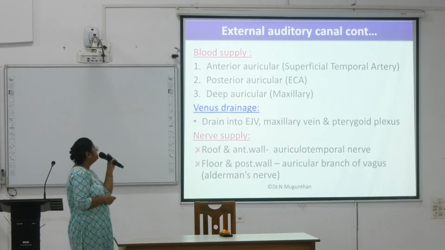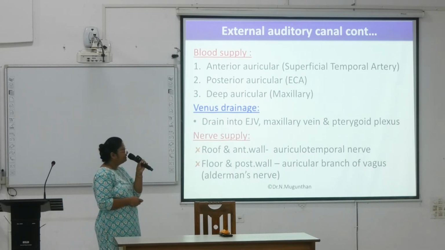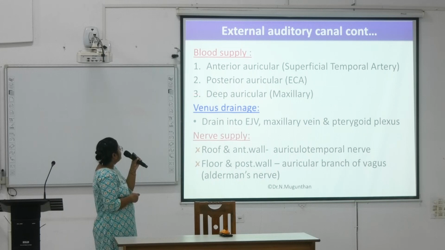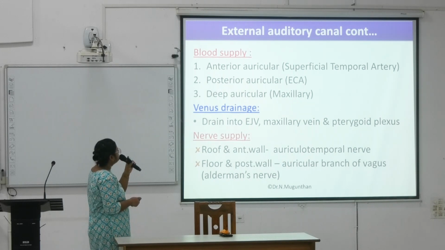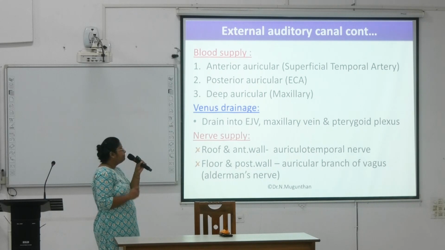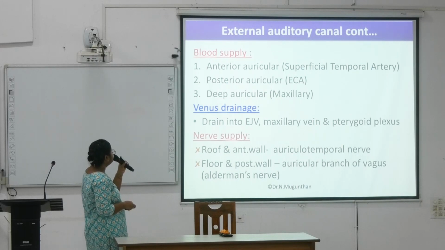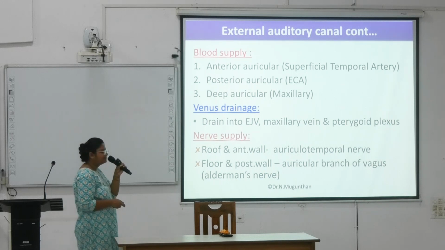Now we go to the blood supply. It is supplied by the anterior auricular or superficial temporal artery, the posterior auricular, and the deep auricular. The anterior auricular is a branch from the superficial temporal. The posterior auricular is a branch from the external carotid artery, and the deep auricular is a branch from the maxillary artery. So these are the blood supply of the external auditory canal. Next, venous drainage: it drains into the external jugular vein, maxillary vein, and pterygoid plexus of veins.